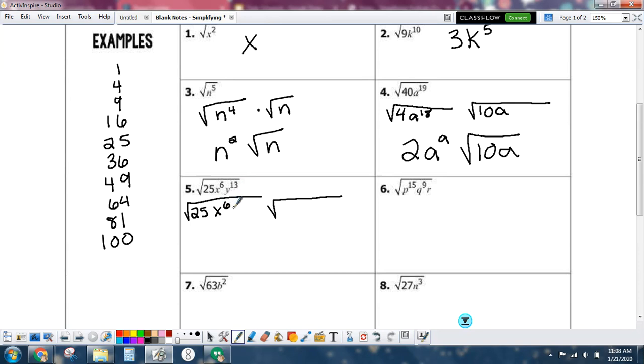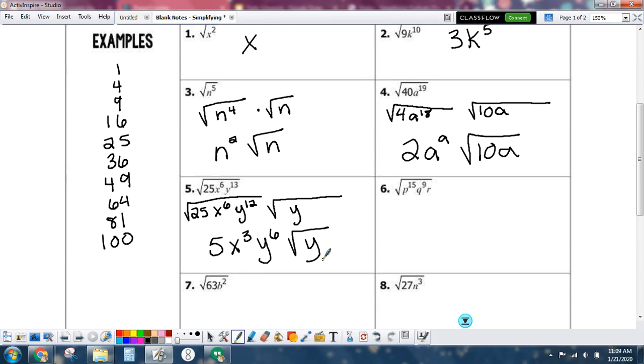Now y to the 13th, 13 is not divisible by 2. So I'm going to take my y1, put y to the 12th, and then bring my extra y here. So now I can go ahead and simplify. The square root of 25 I know is 5. 6 divided by 2 is 3. 12 divided by 2 is 6. And then I'm going to bring down my extra square root of y.